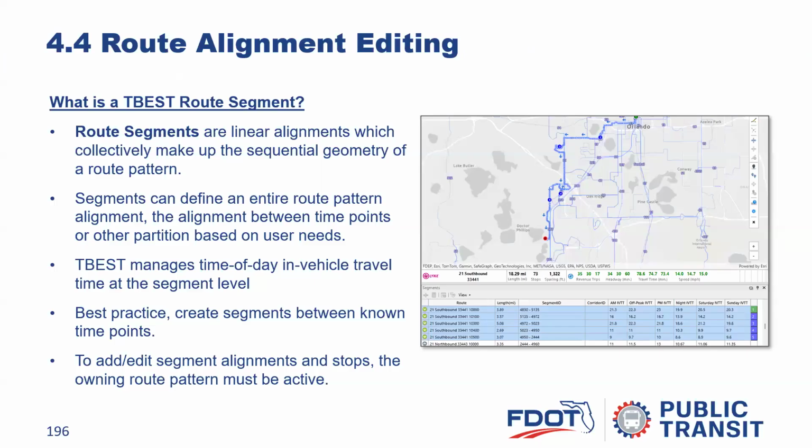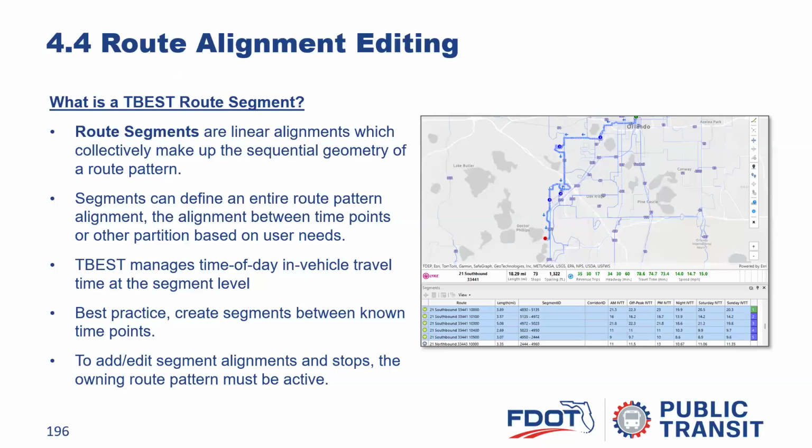So segments can define an entire route pattern alignment, the alignment between time points, or other partitions based on user needs. An example of this would be you are developing a route. Part of that route is on a highway that operates at, let's say, 40, 50 miles per hour on average, and then part of it is in a dense city street that operates at 15 miles per hour. So certainly you would want to make a split of your segments at those locations where the actual travel times and speeds would change, right? Speeds in particular. And then you can assign those speeds to those segments.